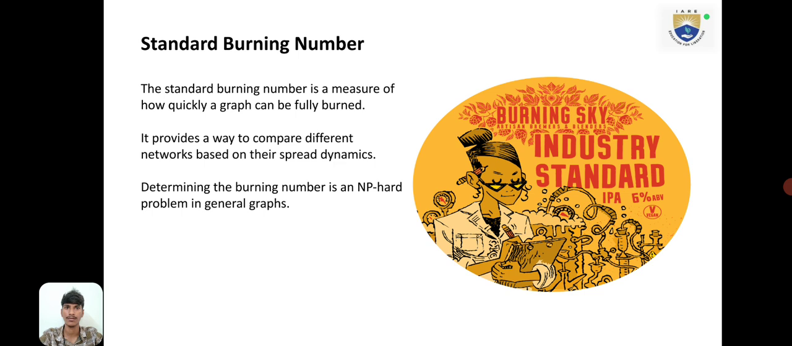Standard burning number. The standard burning number is a measure of how quickly a graph can be fully burned. It provides a way to compare different networks based on their spread dynamics. Determining the burning number is an NP-hard problem in general graphs.